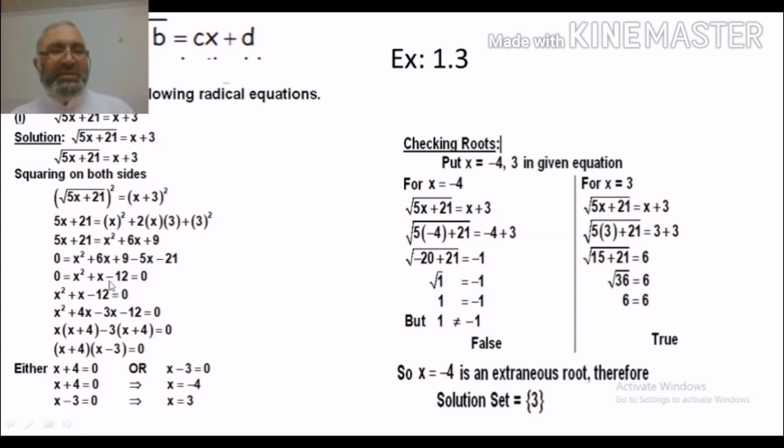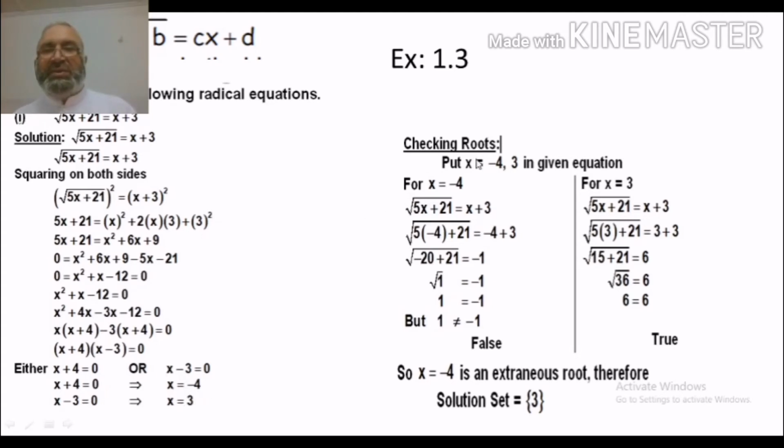Solving this equation by factorization, we get two factors. Either one factor is equal to 0, or the second is equal to 0. We get two values, x is equal to 3 and x is equal to minus 4. Two values of x, two roots. Now we check these two roots, which one of them is a solution and which one is an extraneous root.